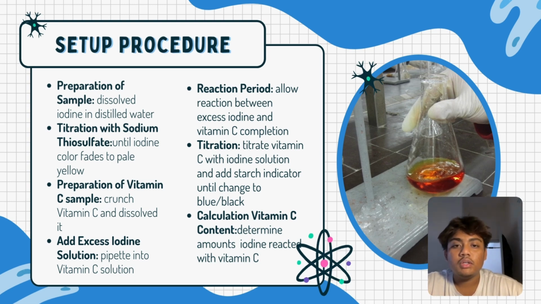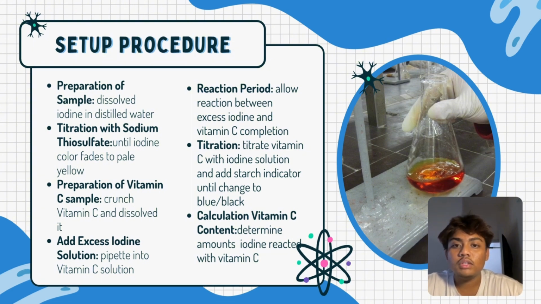Step 3 is preparation of vitamin C. We crush the vitamin C and dissolve it. Next step is add excess iodine solution. We pipette a known amount of iodine into the vitamin C solution. Step 5 is reaction period. This period usually takes about a few minutes.